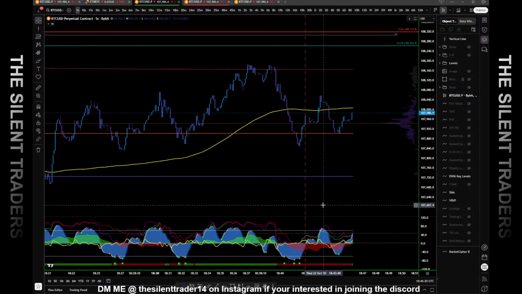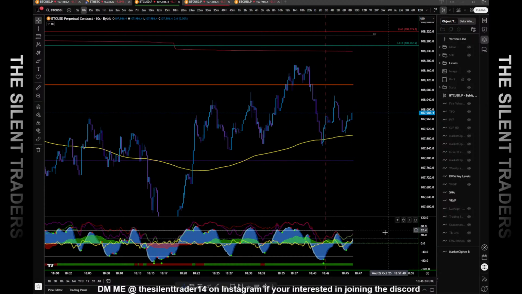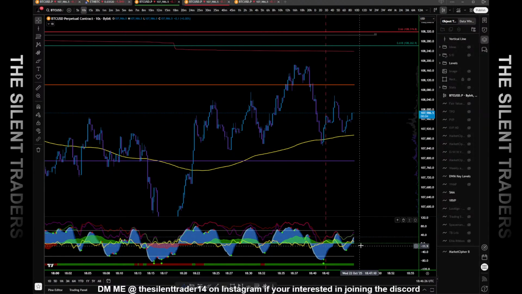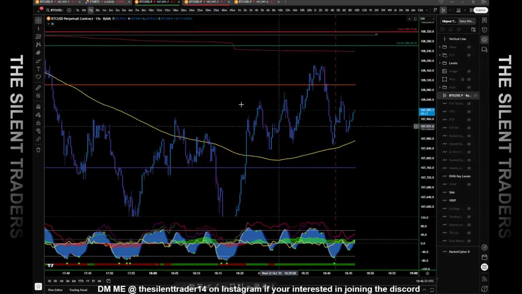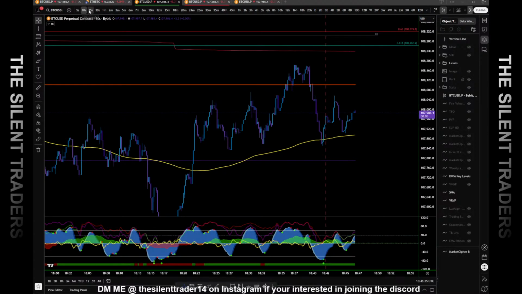Okay, 5-second can flip whenever, but money flow looks nice. 10-second, the RSI is starting to get wider, meaning we're starting to see the purple more. Money flow is green, which is still nice. 15-second.